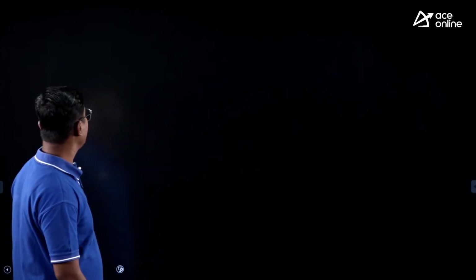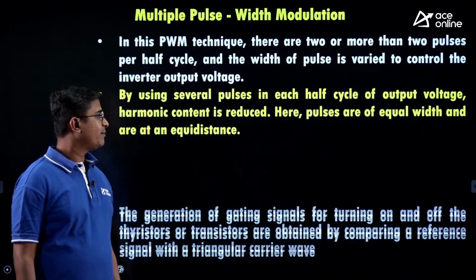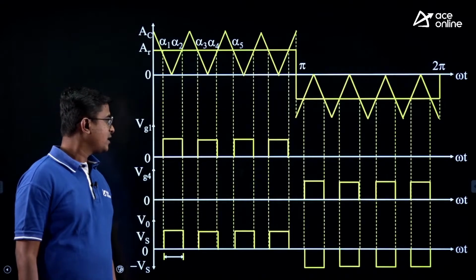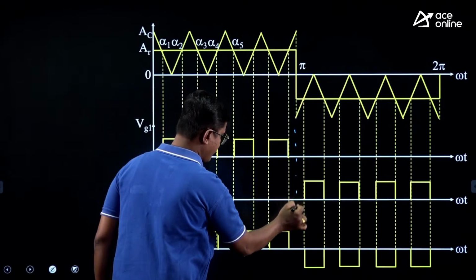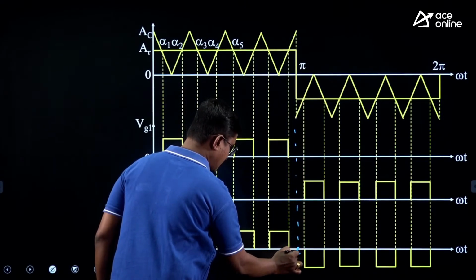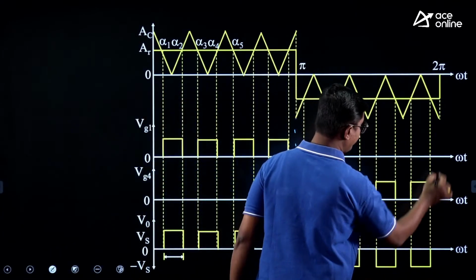Next, multiple pulse width modulation. In the multiple pulse width modulation, corresponding to each half cycle, check here, this is pi radian, means it is a half cycle of my output voltage, and this is pi to 2 pi.